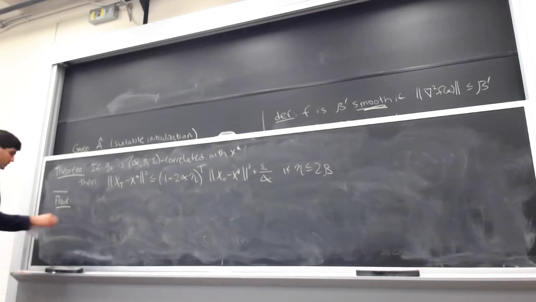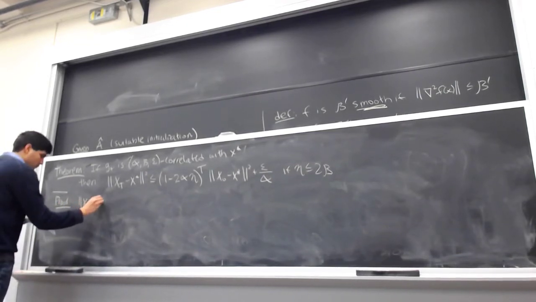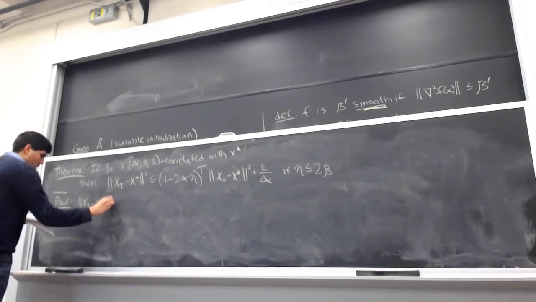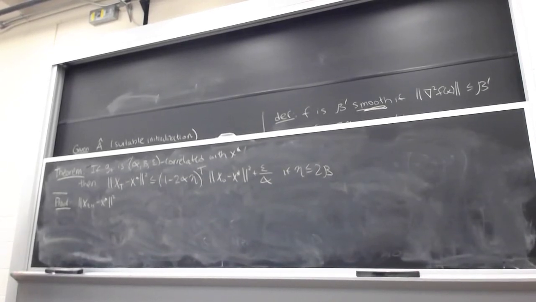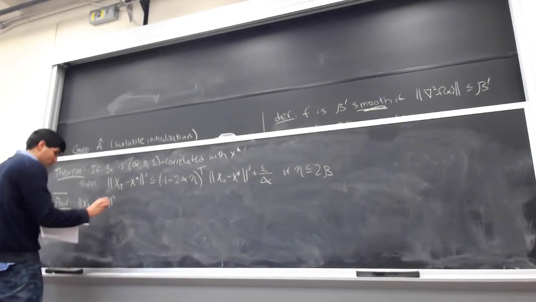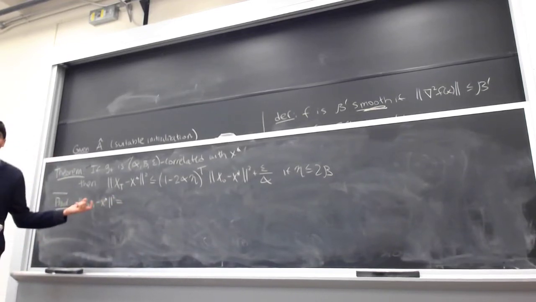All right, let's prove it. There's really only one thing you can do in analyzing gradient descent. You plug in what your update rule is, and you just try and use inequalities until you run out of them. I guess there's a little bit more magic to it than that. But all we're going to do is look at what our distance is, and relate it to what the distance was in the previous step.